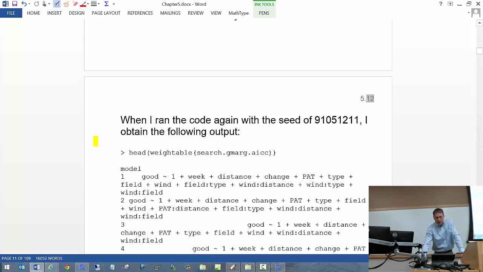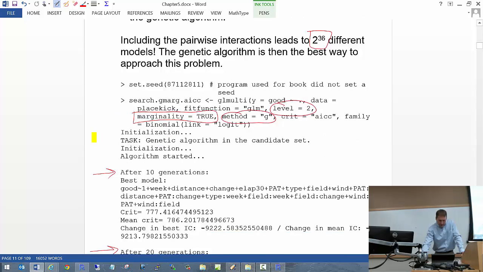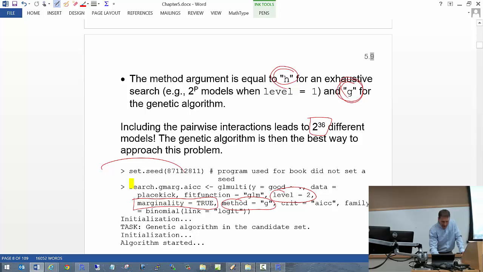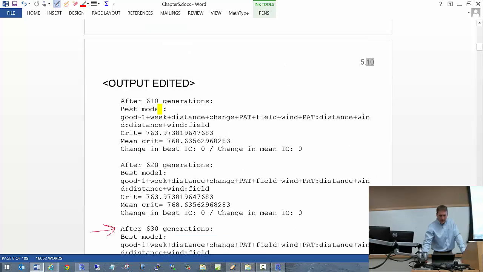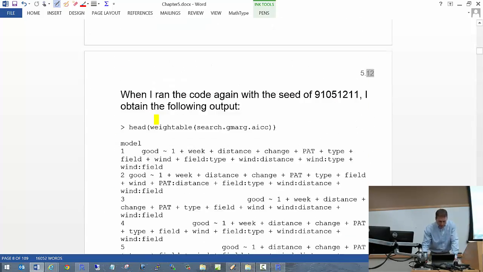Now, note that when I did this code here, I set a seed number. The reason being, again, is that when you run this, there's some randomness involved, and so I want to be able to reproduce my results. So I ran it with this seed number, and then I decided, well, what would happen if I use a different seed number? So I reran it.